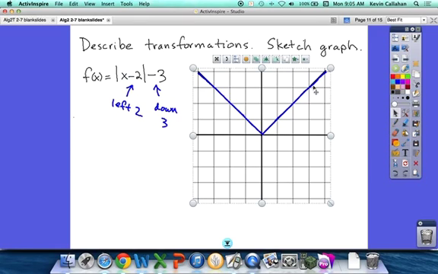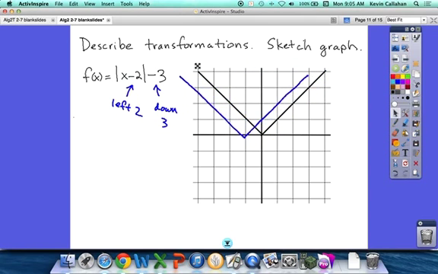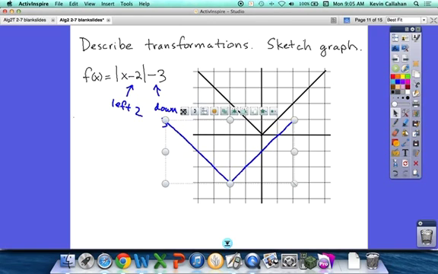Okay, now let me do my thing. So I'm going to grab my V, and I'm going to go 2 left and 3 down. 2 left and 3 down. Right there. Done. That's how you graph using transformations. Just move the V. Right? Understand the shift, move the V. Does it change the slope of the right side of the V or the left side? No.